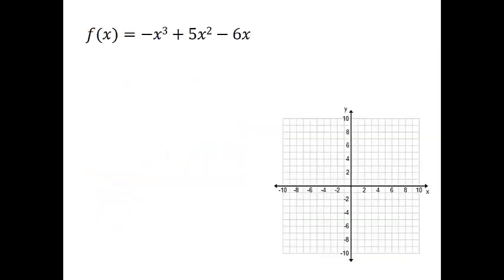And then I want to show you one last example. Let's say that f of x equals negative x cubed plus 5x squared minus 6x. We know the end behavior already because this is an odd degree, right? The degree is 3, and it has a negative leading coefficient, namely -1. So the end behavior tells us it's going to be up to the left and down to the right.